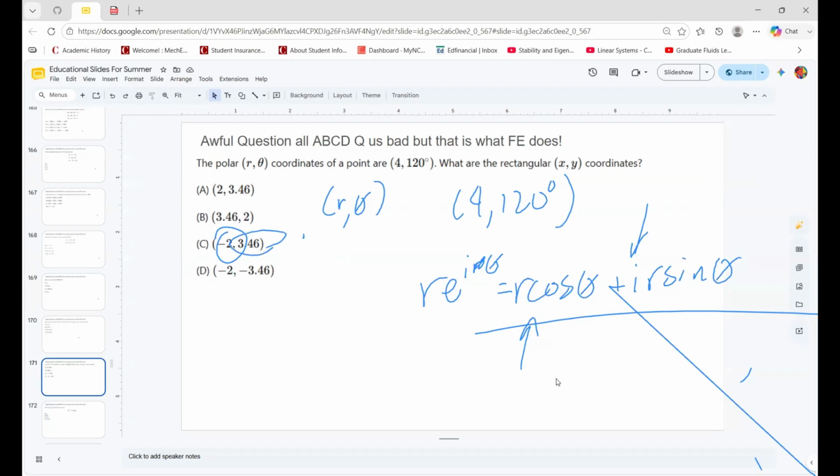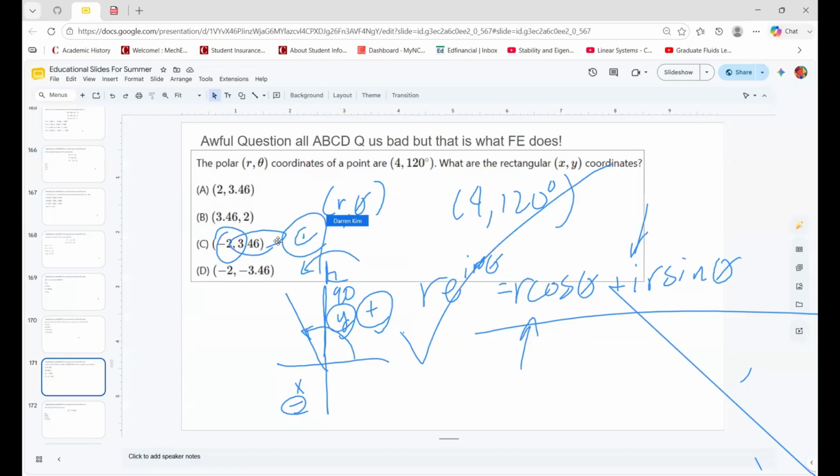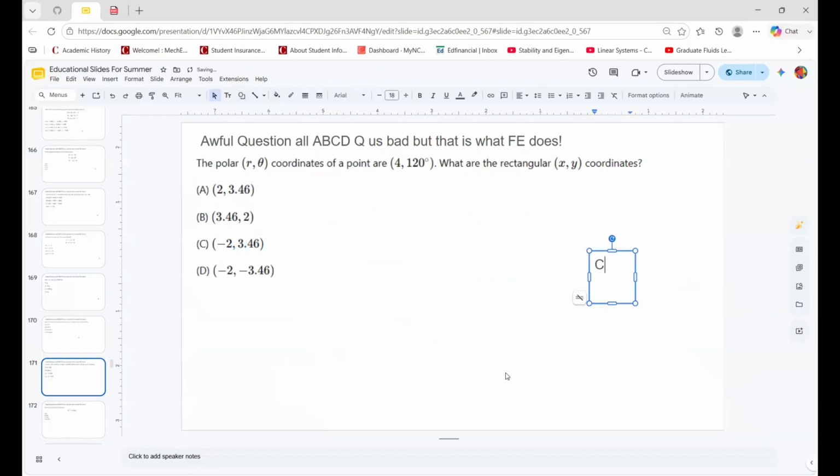And that makes sense again, or does it not? If you think about this over here, 120, 90 passed, right? This is 90. It passes, so 120. So it makes sense for the x to be negative and y to be positive. So check mark with C. C makes sense to me.